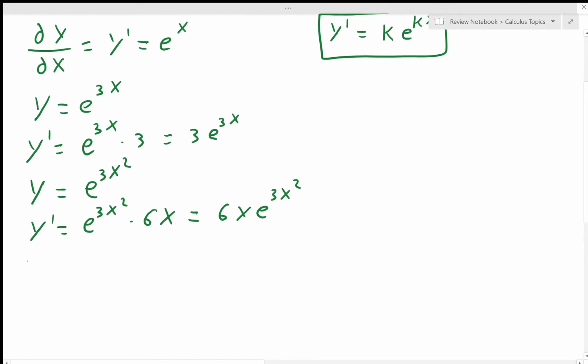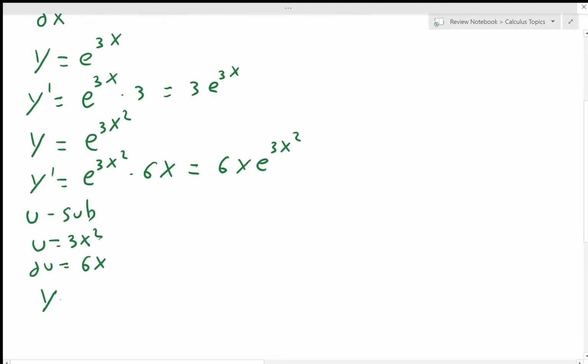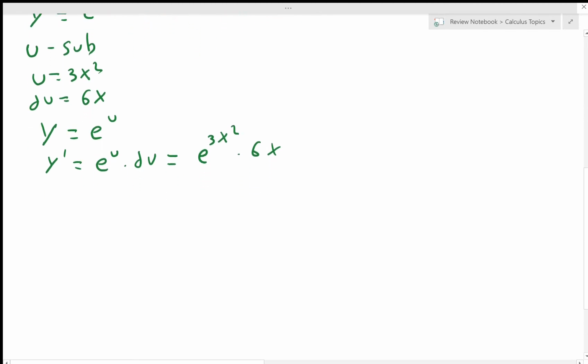If you wanted to u-sub, we could u-sub. I can say that u equals 3x squared, and the derivative would be 6x. I'd have the problem y equals e to the u. The derivative would be e to the u times du. So, plugging it in, e to the 3x squared times 6x, and there you have it. Might help for a little more complicated problems that you might get, but that's the basis of it.